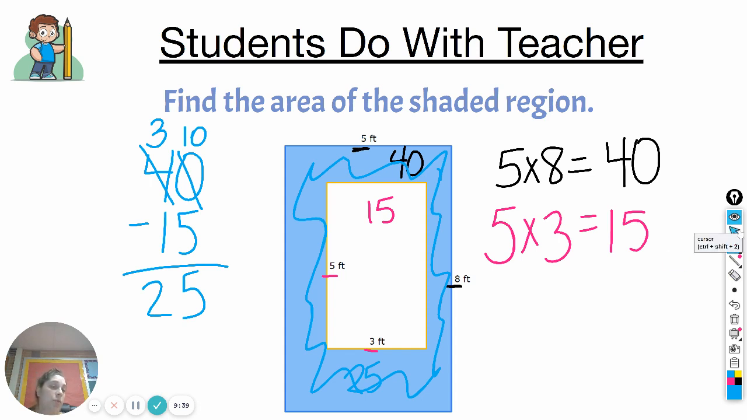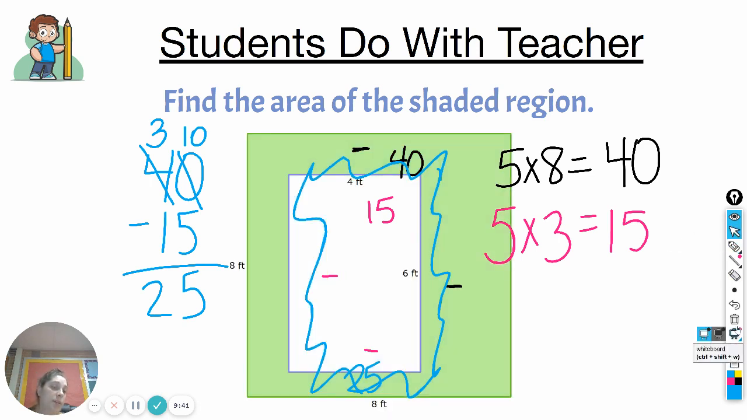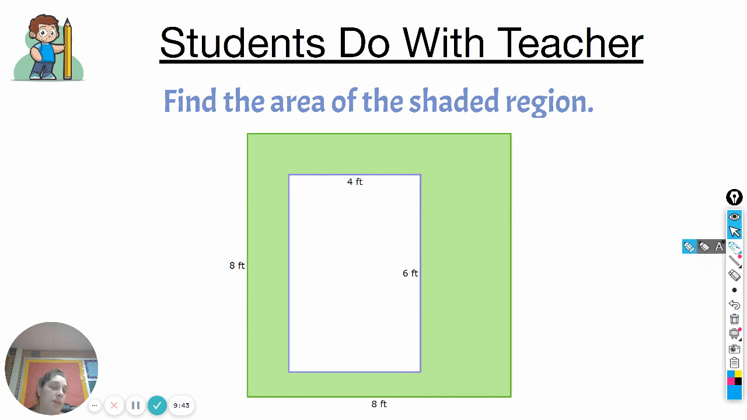Okay, let's go ahead and do one more together. We'll try to pick up the pace on this one a little bit. Okay, so first step, find the area of the big rectangle, which actually happens to be a square. So that's 8 times 8.